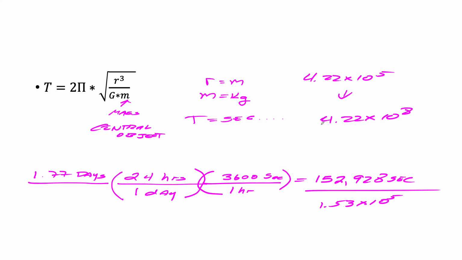So now I'm going to take this equation and rearrange it for mass. So T is equal to 2 pi times the square root of R cubed over G times M. All right, so we have everything. We're looking for the mass. First thing you need to do before any other calculations is square everything, because we don't want the square root in our equation. So raise everything to the power of 2.